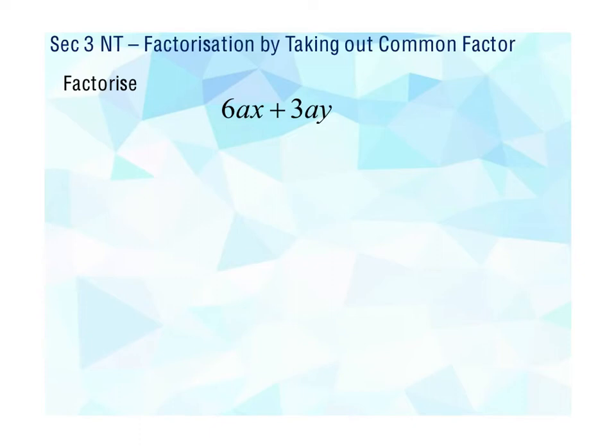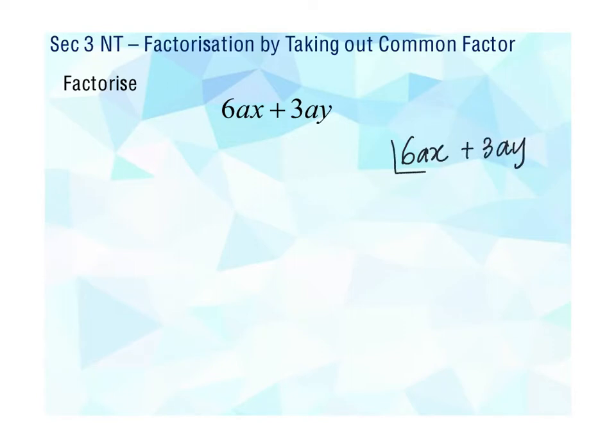Factorization. Now look at the following question. We are to factorize 6ax plus 3ay. What are we going to do? We are going to factorize out the common factor for both of them. So I will have 6ax plus 3ay.